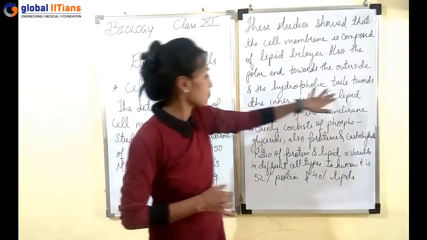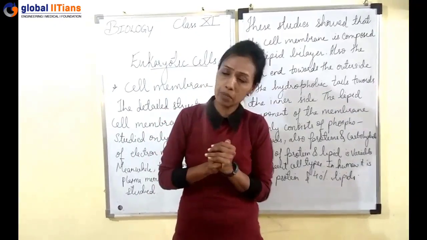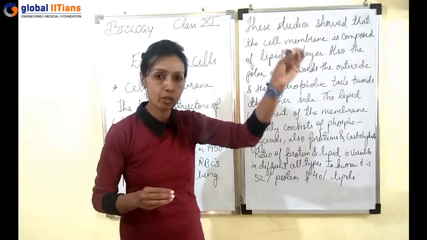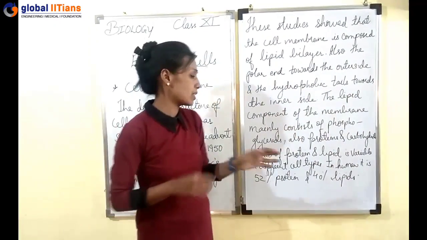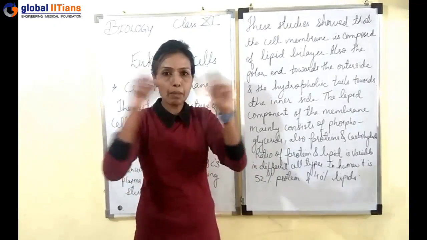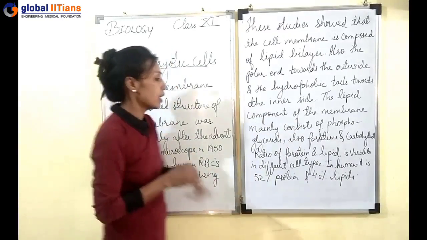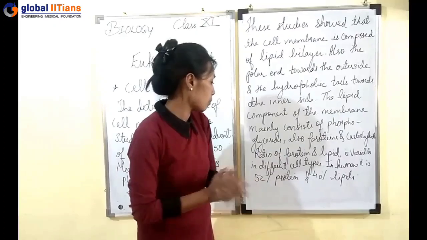so that we can study it in detail. Now, the lipid component of the membrane: earlier it was considered, without an actual study, before the electron microscope was invented, to consist of only phosphoglycerides. It was thought that the cell membrane consisted only of phosphoglycerides. Later on, it was found that it also consists of proteins and lipids. Proteins and carbohydrates are present.